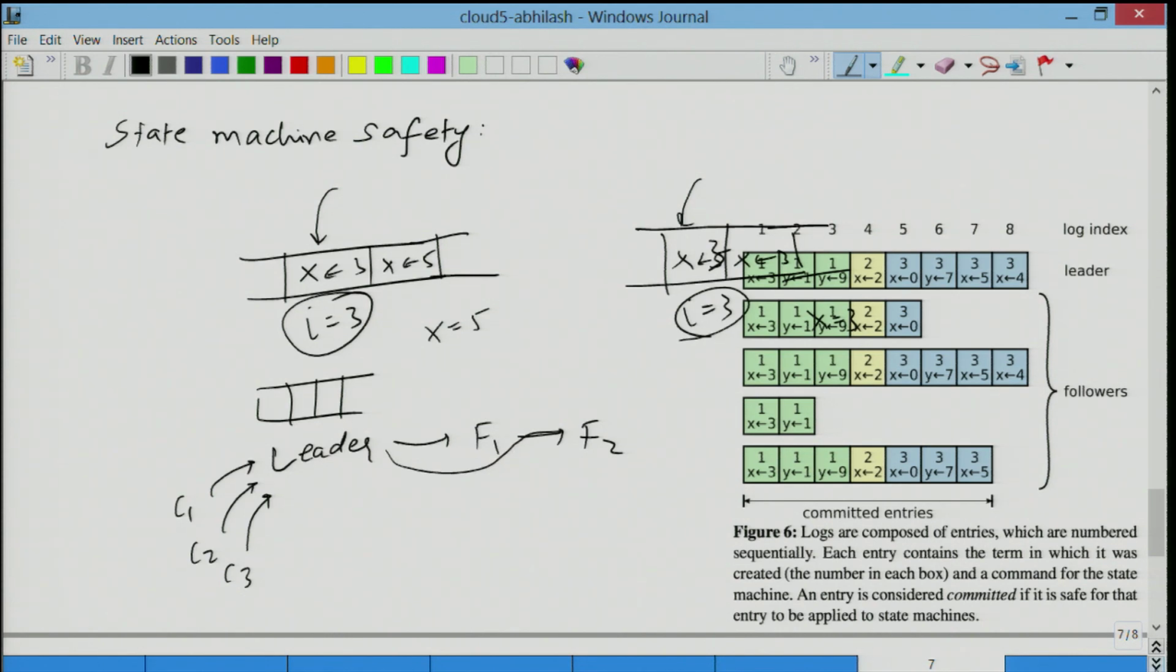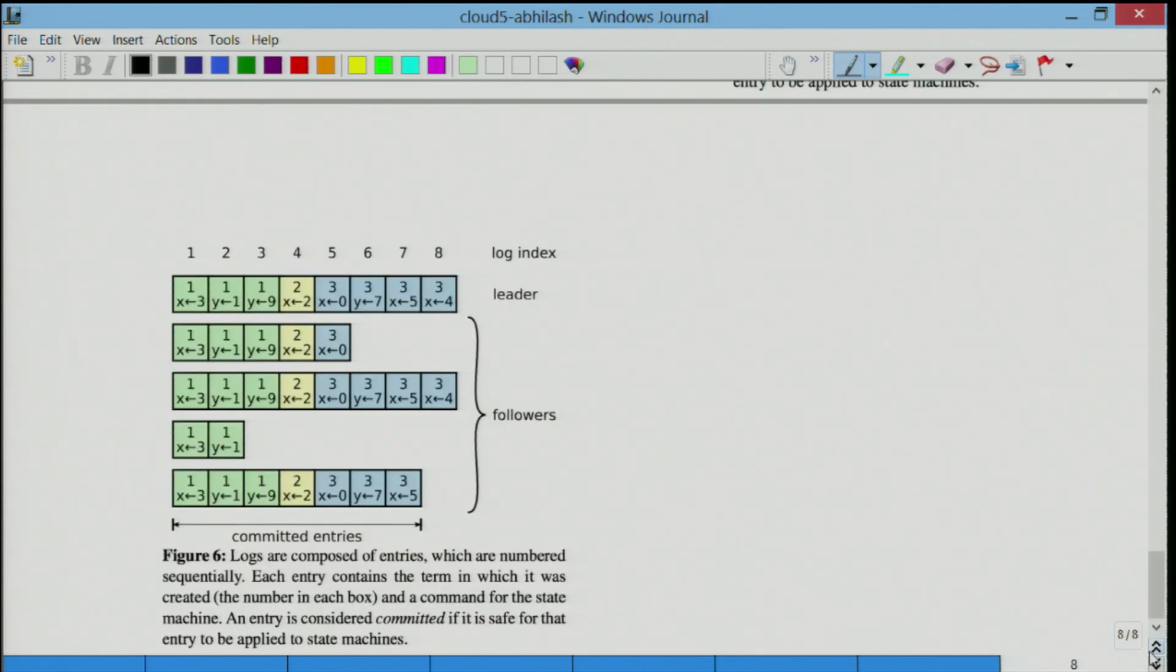Right. So at any given time, everyone has a log, right? But only some of them can be committed entries, right? So as soon as I append something to the log, I am not allowed to change the state machine, right? I am only allowed to change the state machine after I have a majority, right?